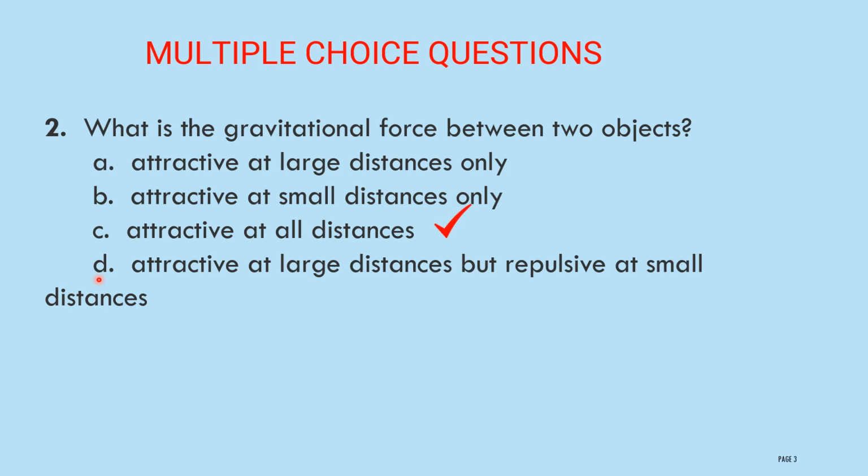The correct answer is attractive at all distances. In the universe, every two objects attract each other. It does not depend upon the distance, whether they are far from the object or near to the object, it will attract at all distances. An attractive force exists between two objects because of the gravitational force. Therefore, the correct answer is that it attracts at all distances.